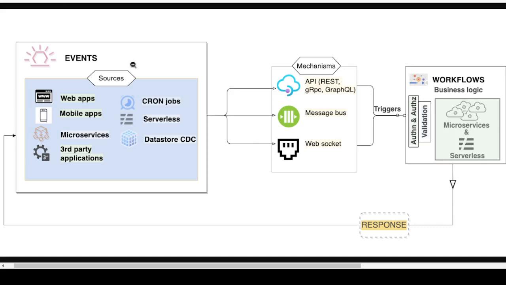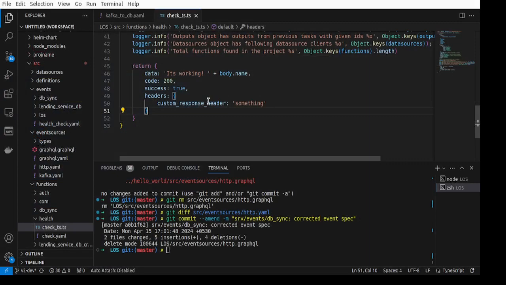things like generation of Swagger spec, Postman collection, and GraphQL schema from a single way of defining your events from different event sources, which could come from different mechanisms like REST API, gRPC, GraphQL, or message bus, WebSocket, etc. One way of defining events and one simple way of integrating any event source into your application.